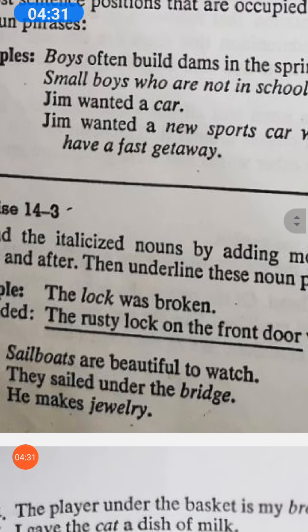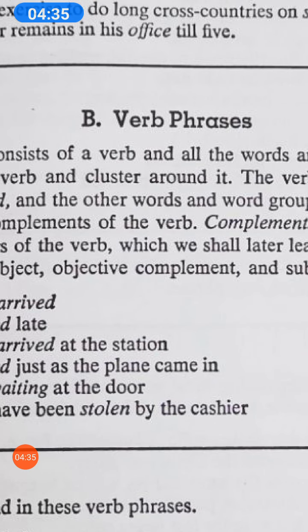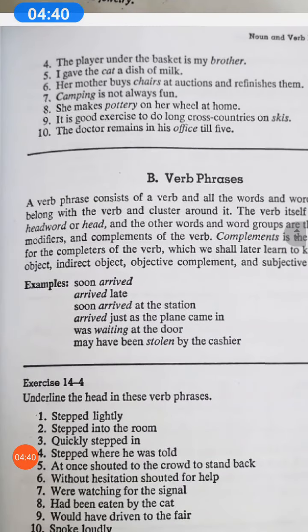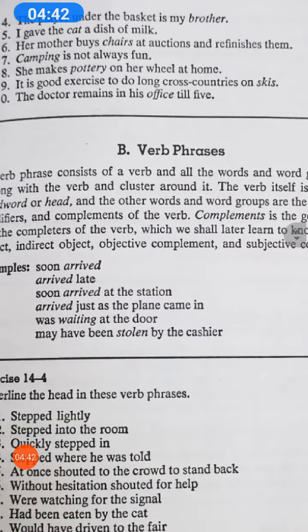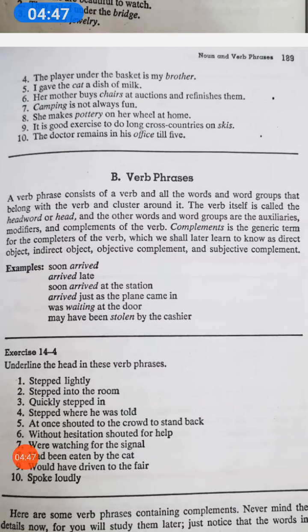Now we move to the verb phrase structure. What is a verb phrase, and what is the structure of the verb phrase? So this is section B from chapter 14 from Stageberg. The verb phrase, as you can read, consists of a verb and all the words and word groups that belong with the verb and cluster around it.